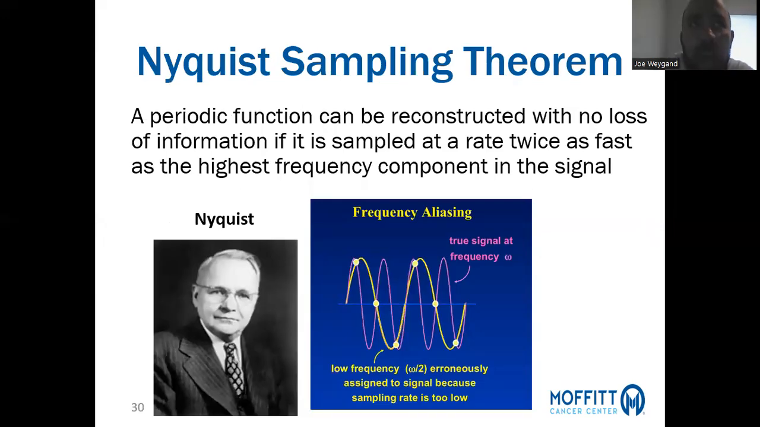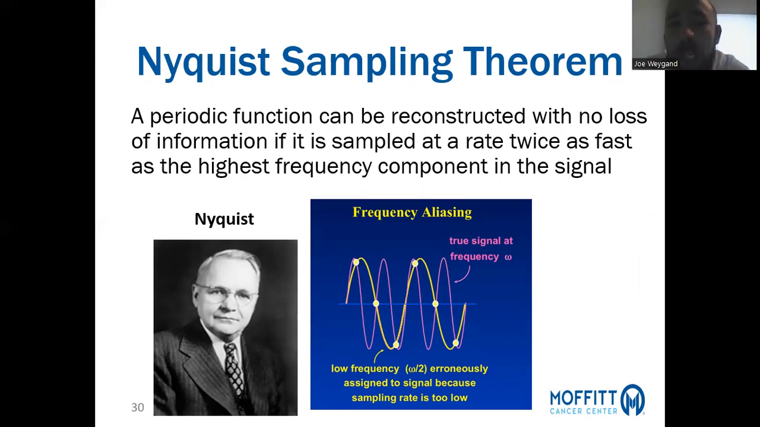One problem that arises in ultrasound is that of aliasing. It arises also in MRI as well. It arises due to the Nyquist sampling theorem, which was first enunciated by a Swedish electrical engineer, Harry Nyquist. It basically says that a periodic function can be reconstructed with no loss of information if it is sampled at a rate twice as fast as the highest frequency component in the signal.